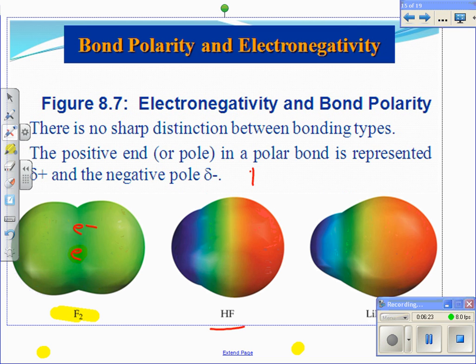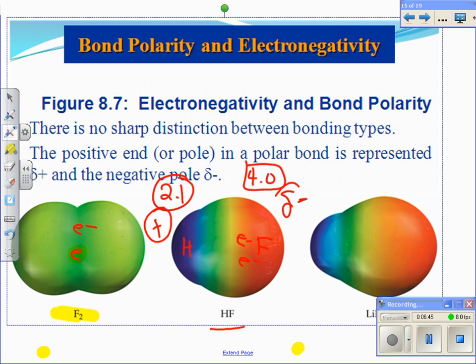H and F. The electronegativity of F is 4.0. Hydrogen has an electronegativity of 2.1. Obviously, F is more electronegative, so the electrons in the bond are closer to fluorine than they are to hydrogen. Therefore, we say that this side has a slightly negative charge and that side a positive charge. It is considered a dipole because it has a positive side and a negative side.